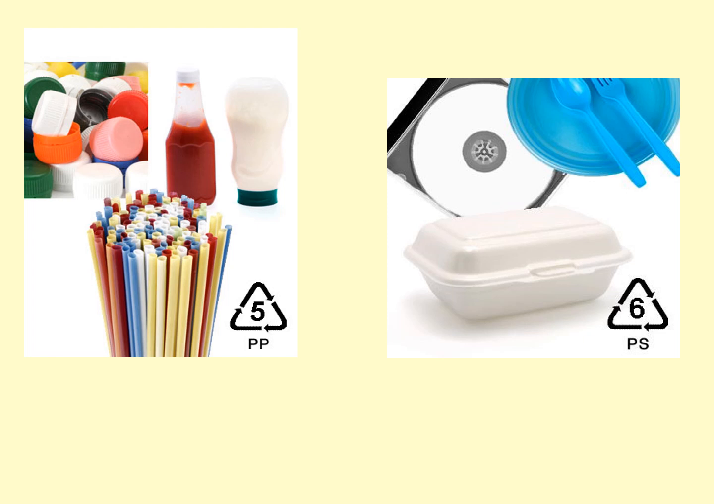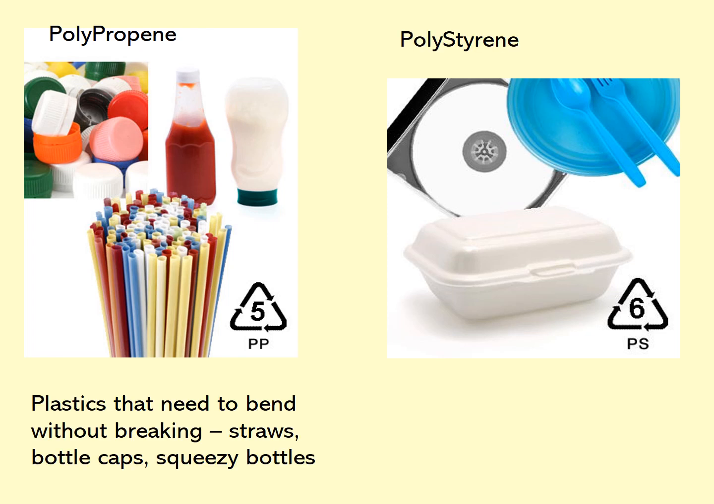Okay, now number 5 is recyclable in the UK, and that's polypropylene. And this is any kind of bendy, squeezy plastic. So your bottles with sour cream, mayonnaise, ketchup, anything that you need to bend that you don't break. So bottle caps that flip open and close, your squeezy bottles and your bendy straws.